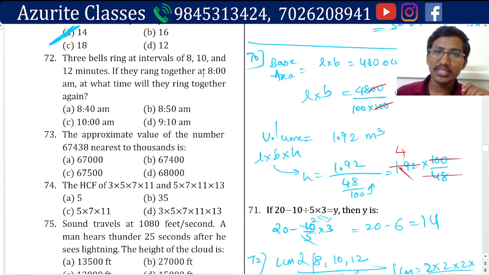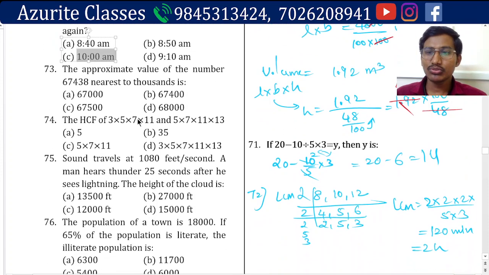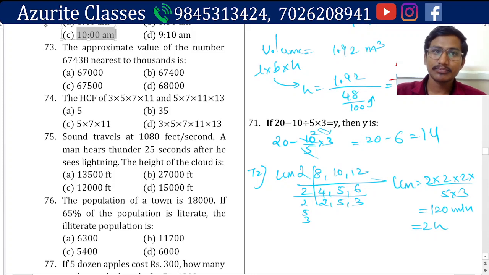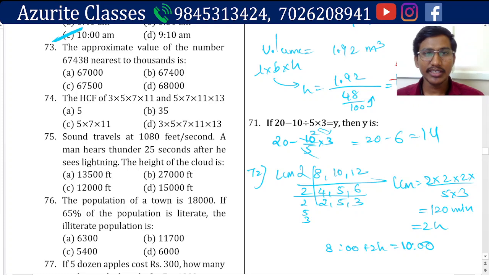So 2 hours is the answer. After the first it was at 8 o'clock, so 8 plus 2 hours is 10 o'clock. 10 is the answer, option C here. Got it? Now question 73.